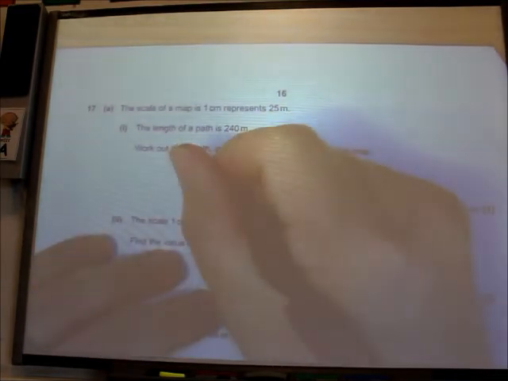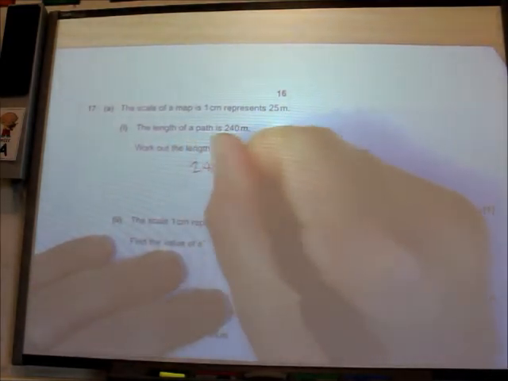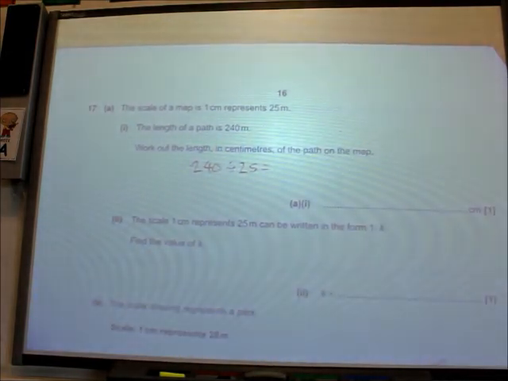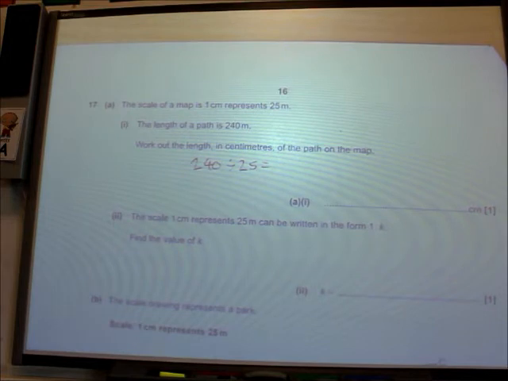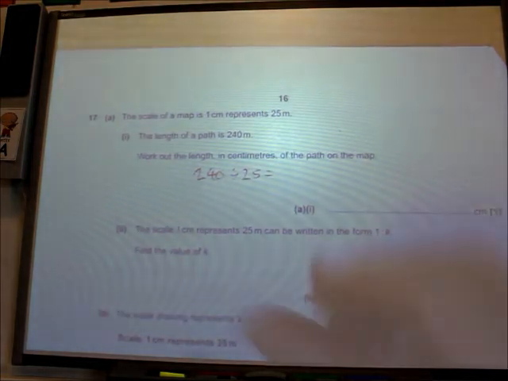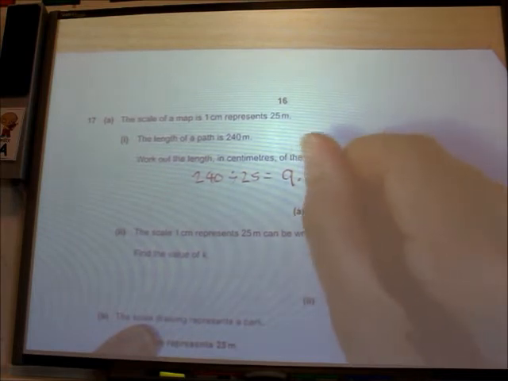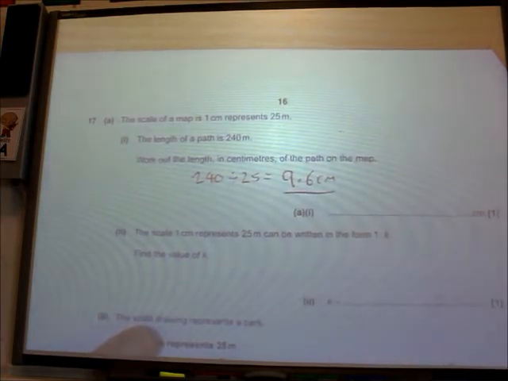You do the calculation, 240 divided by 25, and I think it's probably about 9.6, but we'll do it just to be sure. It is 9.6, very good. So it'll be 9.6, and it'll be centimetres on the map.